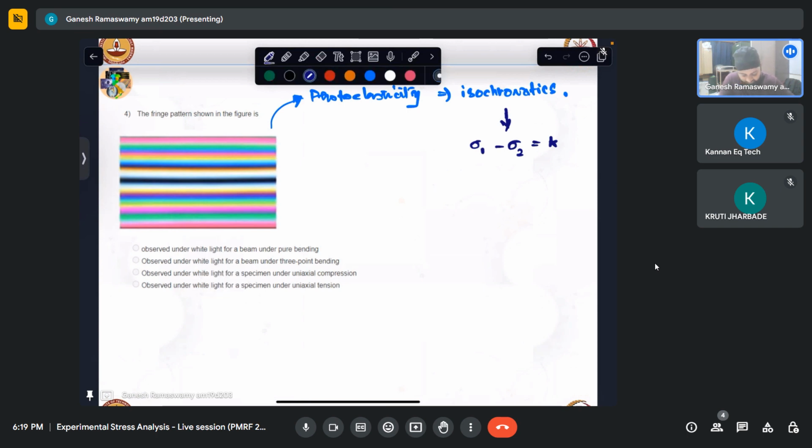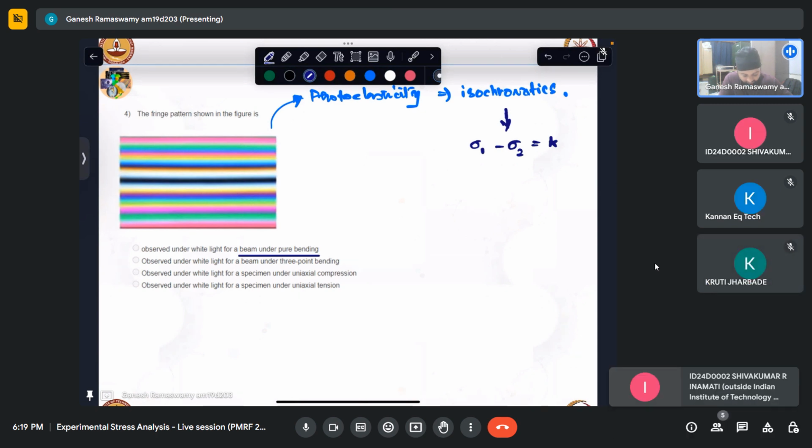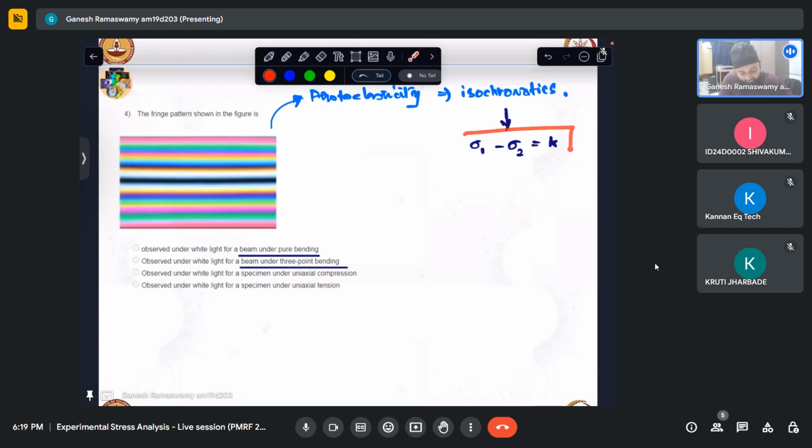So that's fine. Now we come to the mechanics part of it, whether it is the fringes seen for a beam under pure bending, under 3-point bending, under uniaxial compression or uniaxial tension. So let us try to reason out what it could be based on what we know about our isochromatics, sigma 1 minus sigma 2 equal to k. So let's see that.